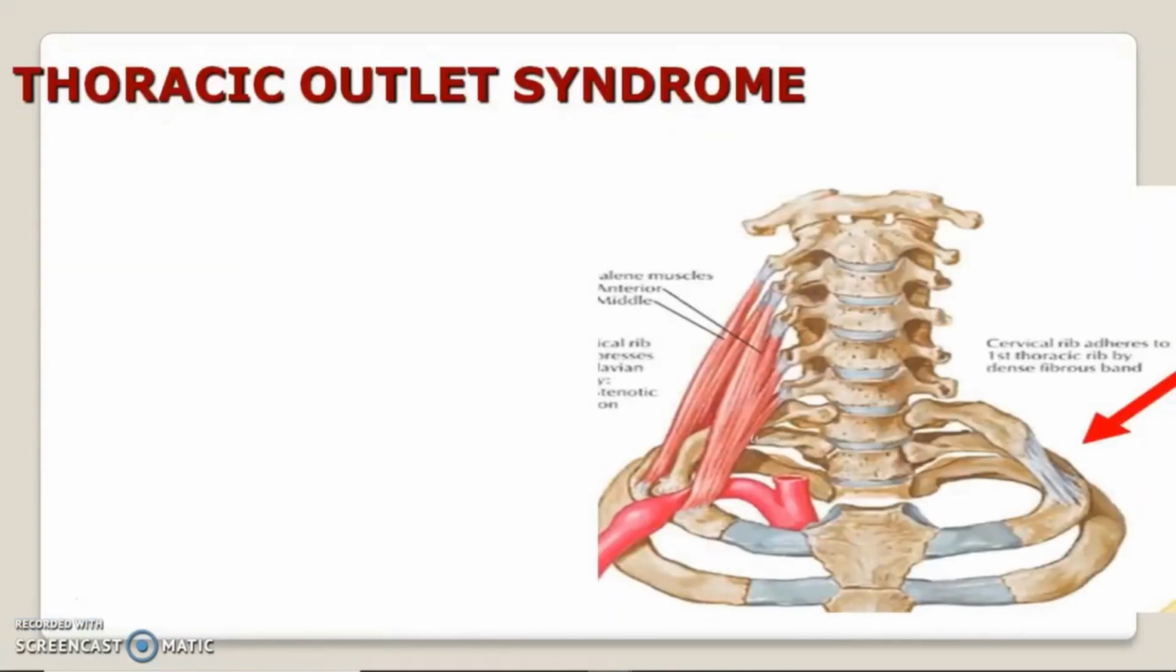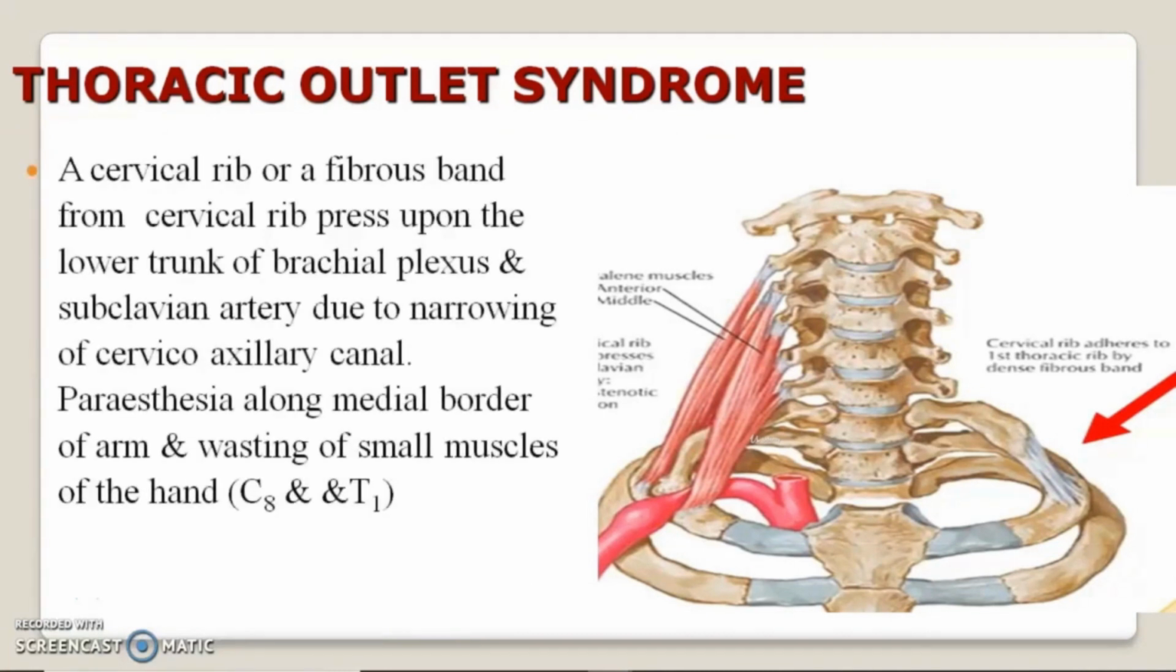Now we will see another condition called thoracic outlet syndrome. In this condition, what will happen is a cervical rib or else a fibrous band from the cervical rib will press upon the lower trunk of brachial plexus. So in the end, it will again compress the subclavian artery because of the narrowing of cervicoaxillary canal. Because of the presence of cervical rib or else fibrous band if present, this will lead to narrowing of the apex of axilla, that is cervicoaxillary canal. This will lead to compressing of the brachial plexus lower trunk to the subclavian artery.